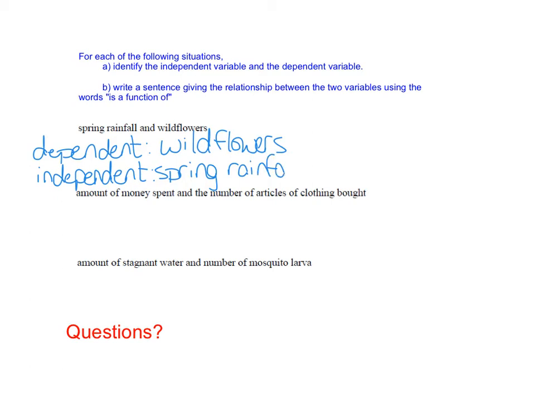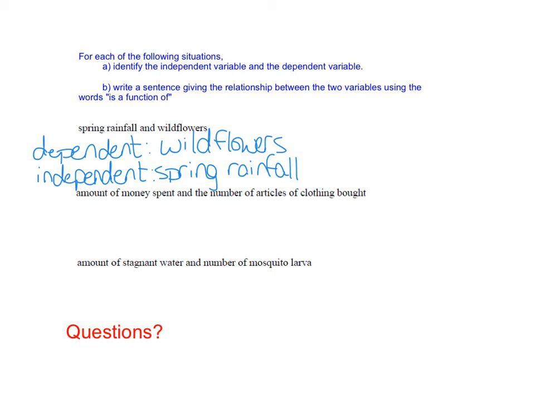Here's how I came up with that. It's going to rain when it rains, right? Does rain need wildflowers in order to happen? No. Rain is independent. It's going to happen when it happens. Wildflowers are dependent on rainfall. You're not going to have wildflowers if you don't have rain.